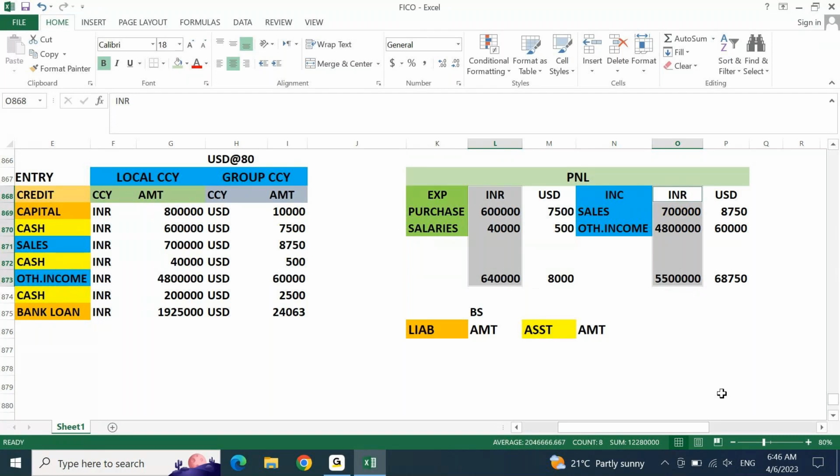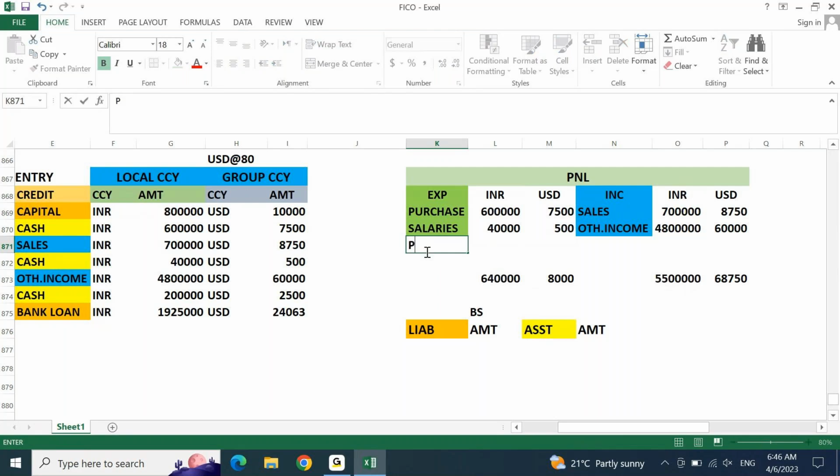Income is more than expenses. Income is more. So are we getting profit or loss? Profit, sir. You will get profit. So what will be your profit?